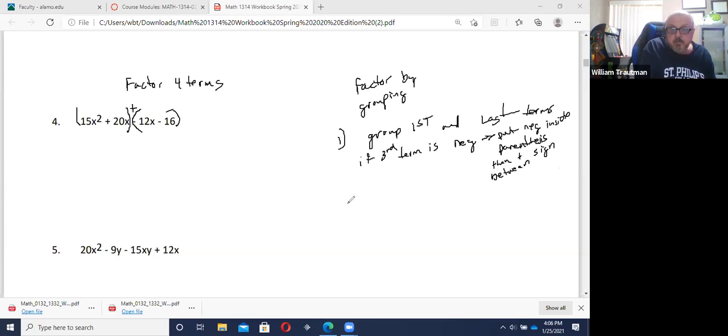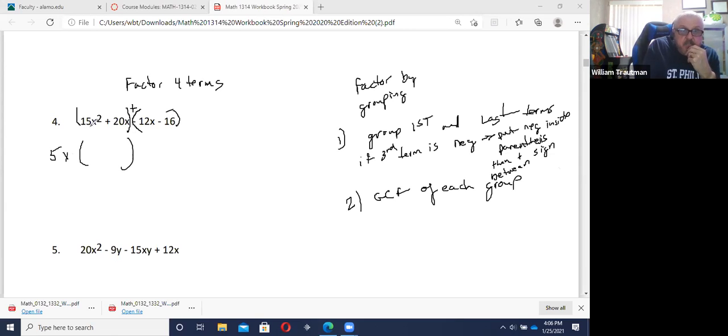Step 2, find the GCF of each group. I'm going to look just at the first group. A 5 and an x factor out of this. Do you see a 15 and 20, a 5 factors out? The lowest power of x is an x. So if I divide each by 5x, 15 divided by 5 is 3, x squared divided by x is x. 20 divided by 5 is a positive 4, and x divided by x cancels out.